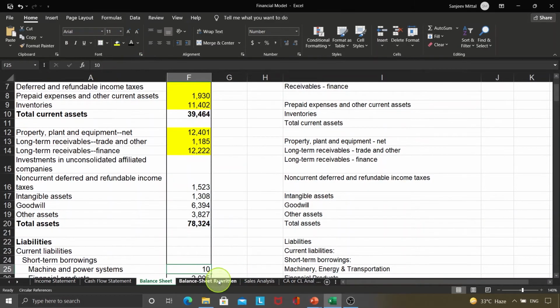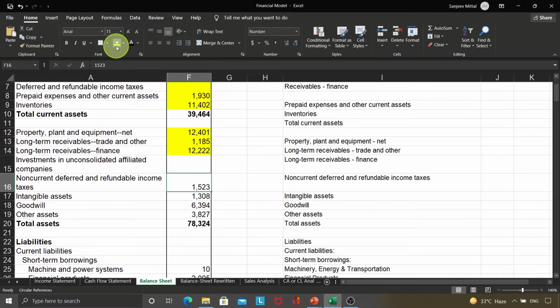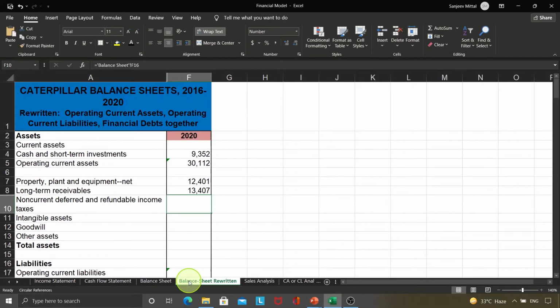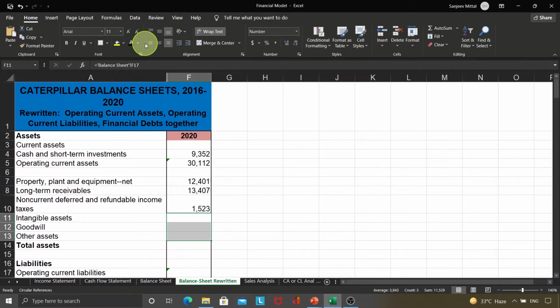Now, after that, let's proceed. You see that there are non-current, deferred and refundable income taxes. These are only simple numbers, so I can just select them from the non-current, deferred and refundable income. After that, if we go further, we can see that we have our intangible assets, goodwill and other assets. These three items are given individually in our balance sheet, so we can simply go to our balance sheet and take these intangible assets, goodwill and other assets directly, because they are directly given in our prepared balance sheet. After that, we will get our total assets, which is 78,324.